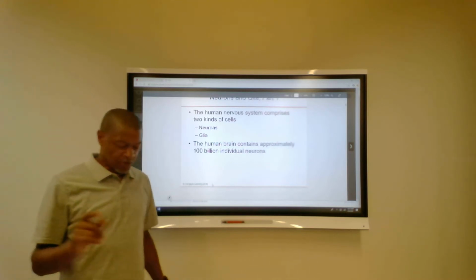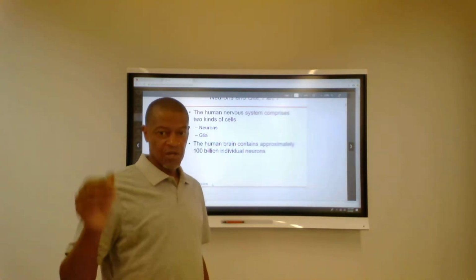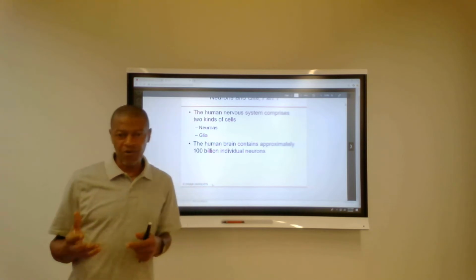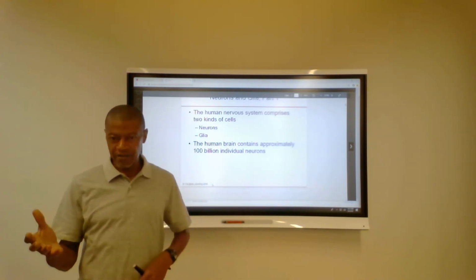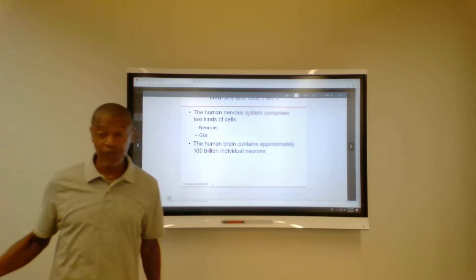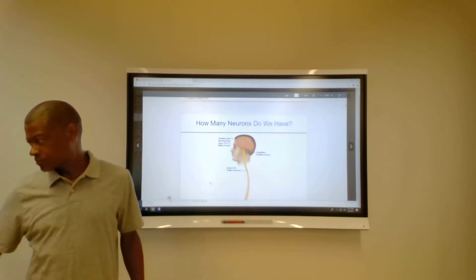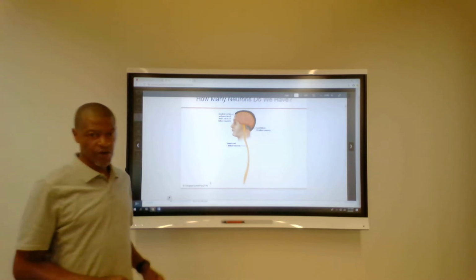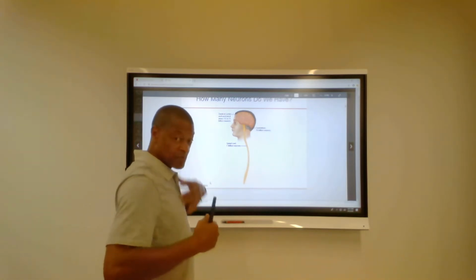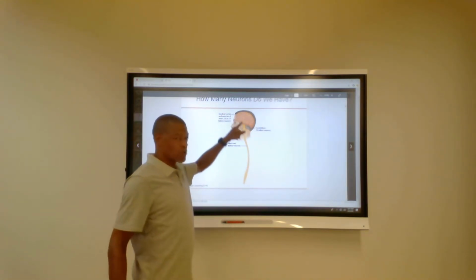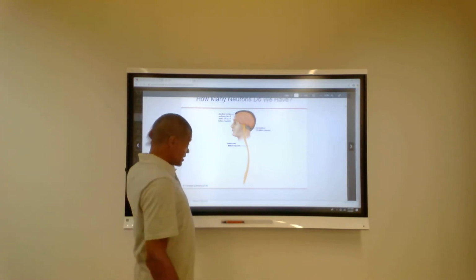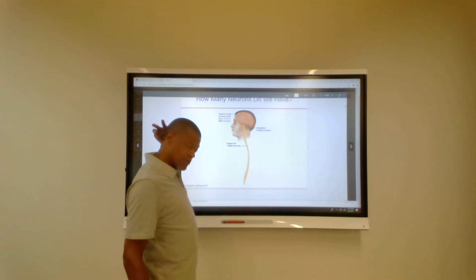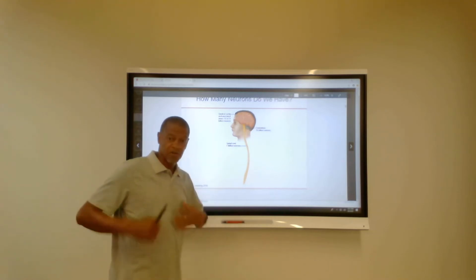So beyond the neurons, you have glial cells. Glial cells are like supportive cells. You have 10 to 1 glial cells to neurons. So you have many more glial cells than you have neurons in your brain. So we speak of these neurons, brain, cerebellum, spinal cord. This is about 12 to 15 billion in the cortex, about 70 billion in the cerebellum, and about 1 billion in the spinal cord.